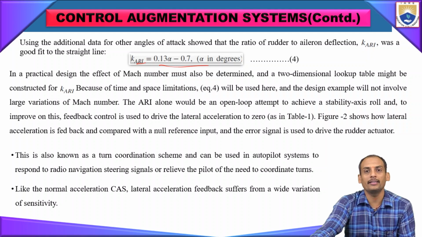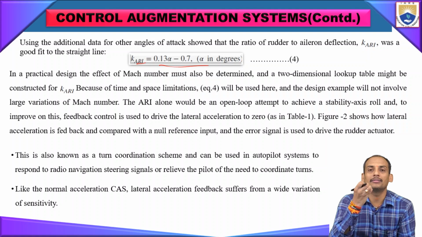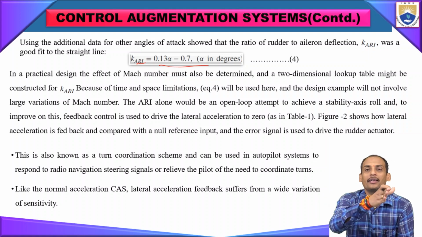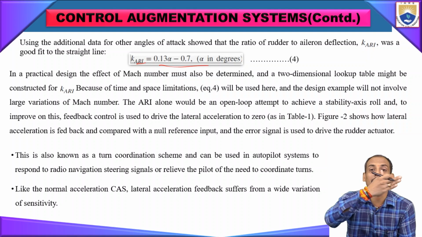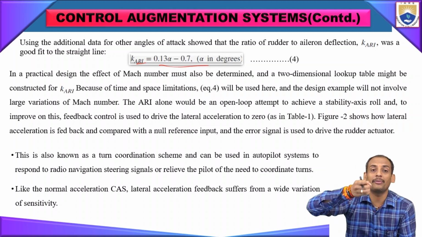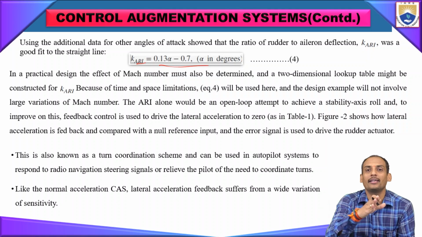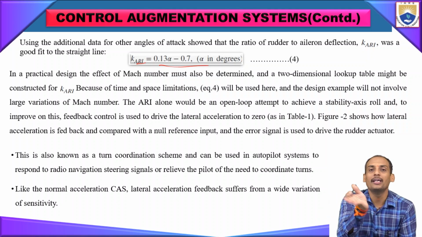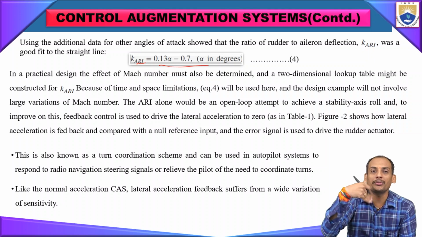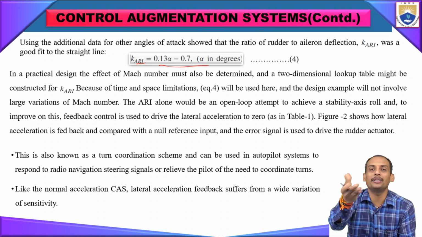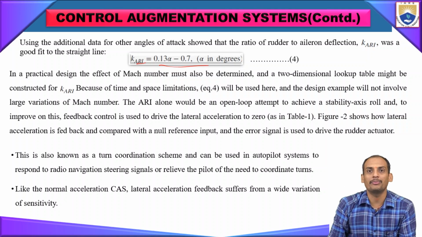So in the normal acceleration CAS, the lateral acceleration feedback suffers from a wide variation of sensitivity. The CAS system avoids our aircraft attaining higher values, so if you want to avoid those higher values, this CAS system is more helpful. Even for higher lateral acceleration, it will control that acceleration, so that more stability is provided to the aircraft, meaning we need to achieve only this type of values.